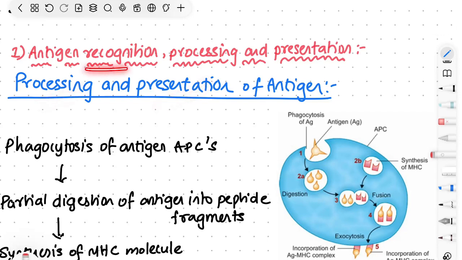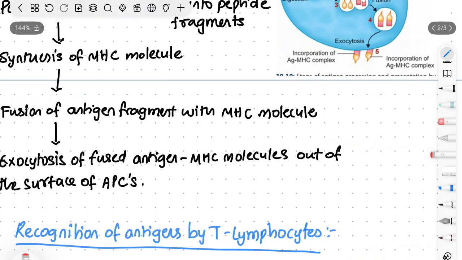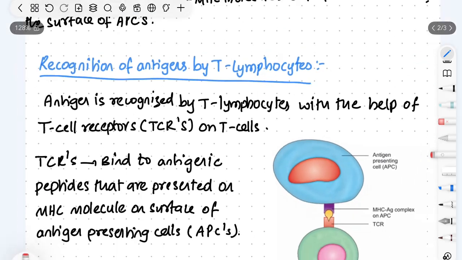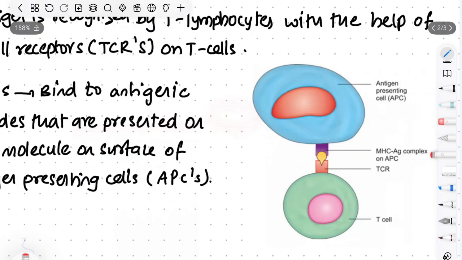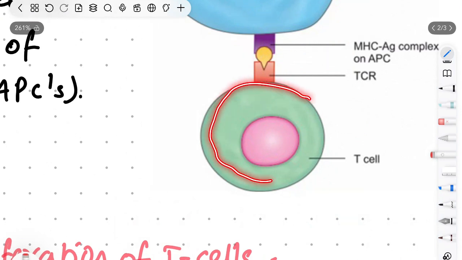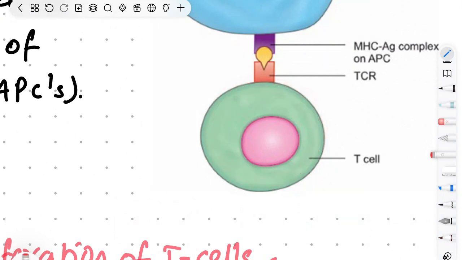Now we'll be studying recognition, like how does the T cell recognize that the antigen is presented. Next, we'll talk about recognition of antigens by T lymphocytes. Antigen is recognized by T lymphocytes with the help of receptors on T cells. See, this is the T cell. On the surface of the T cell, there are some receptors known as TCRs, that is T cell receptors.